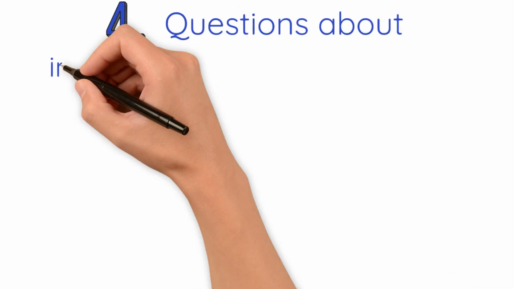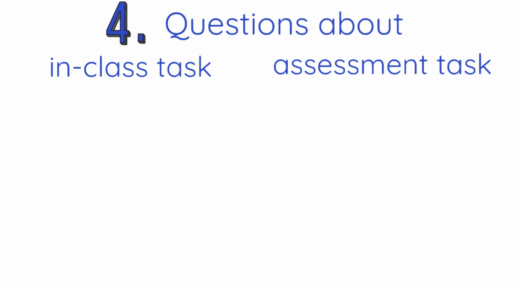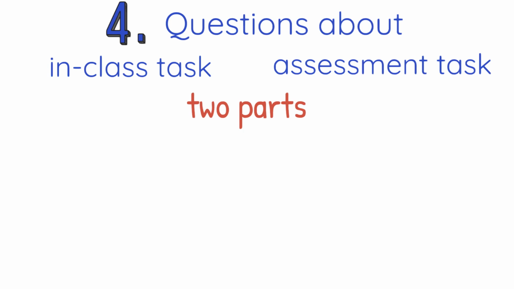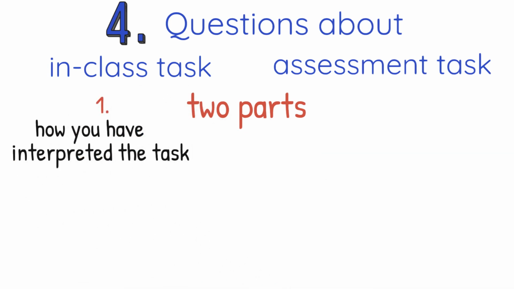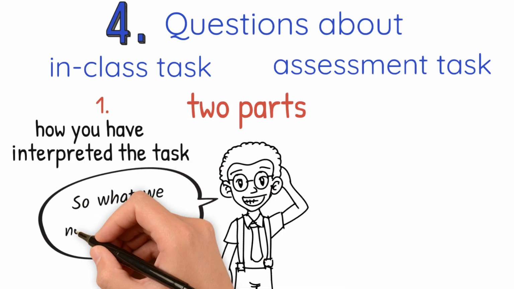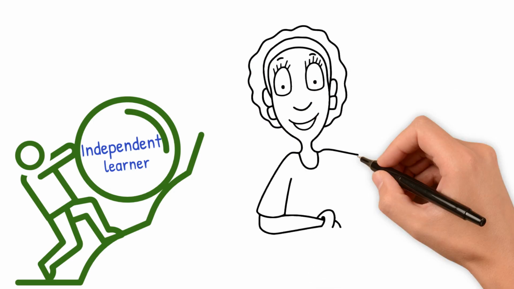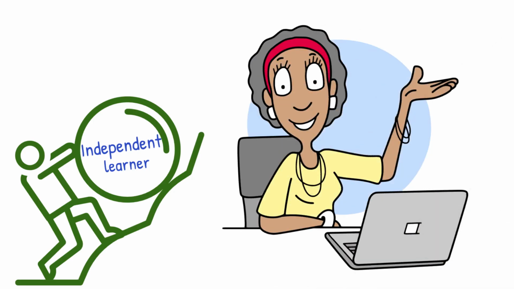Now, if you're in a tutorial or class situation and your question is about an in-class task or an assessment task that needs to be submitted, then your question needs to be asked in two parts. Raise your hand as before and then start by saying how you have interpreted the task. Something like, "So what we need to do is..." Then ask for confirmation. In this way, you're demonstrating that you made an effort to be an independent learner, and as a result, the academic will be much more willing to give assistance.